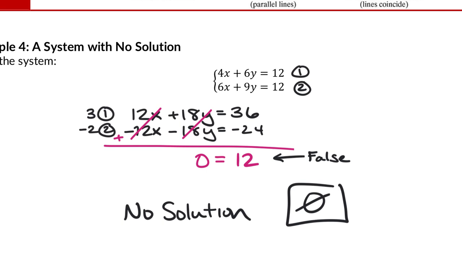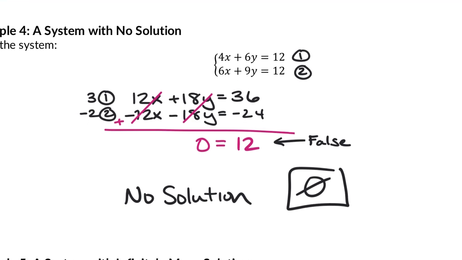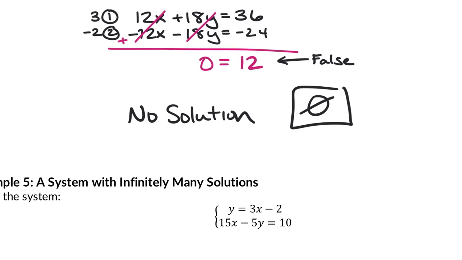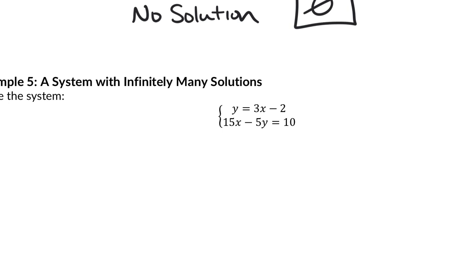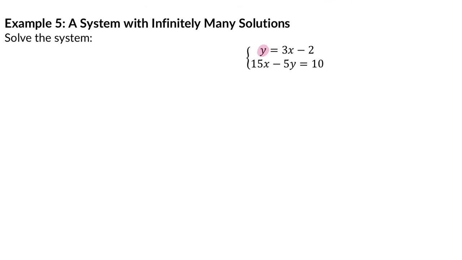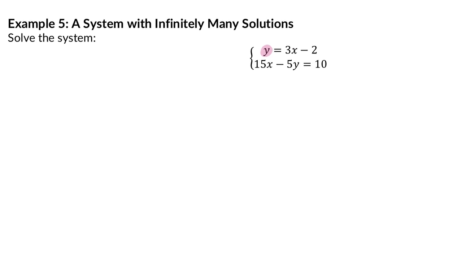Example 5 will be an example of a system with infinitely many solutions. We're going to solve it differently. What do you notice about this one? Specifically, maybe this equation right here. What is already going on in that equation? It's already solved for y, correct? So this is an indicator that we want to use substitution here.